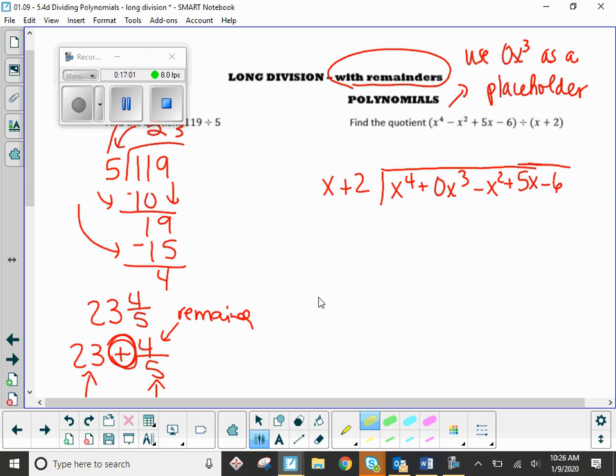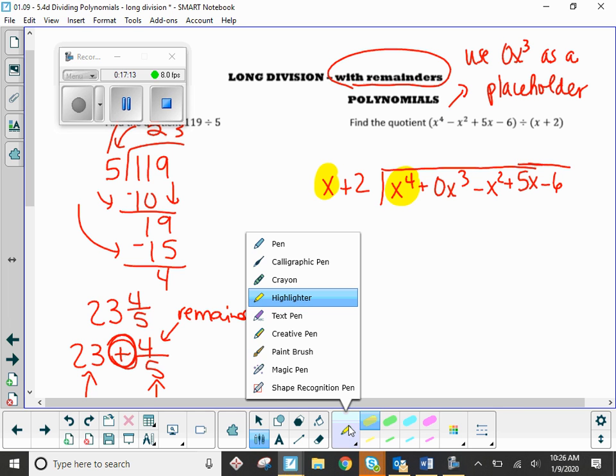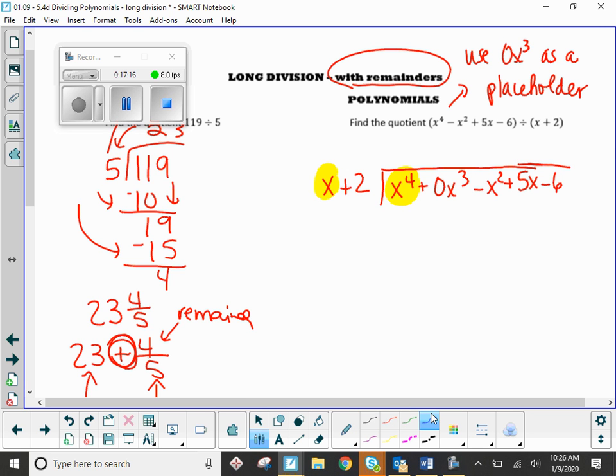What are the two things I'm going to start with? x to the 4th here, and the x here. I'm going to divide them. Good. So I got x to the 4th divided by x. What is that? x cubed. Now that's going to go in the spot for my quotient, but what am I lining it up with? The 0x cubed, right? It's going to go over the like term, so I'm going to put it right here. x cubed.